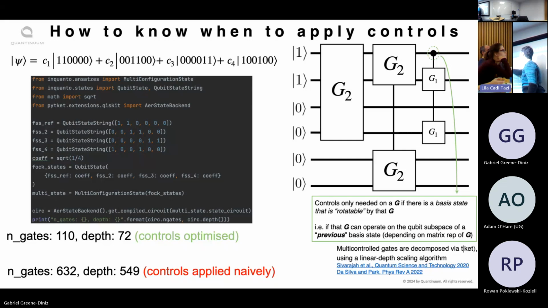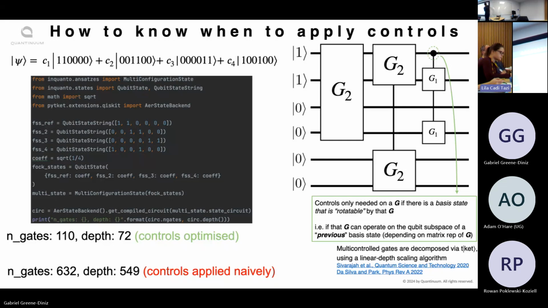It only mixes these two. And that means that in this particular case, you actually don't need these controls here. In general, you could say that controls are only needed on a Givens rotation if there is a basis state there already that is rotatable by that G, and there isn't any other basis state rotatable by that G other than the one that we want to mix with already. So in that case, you don't need any controls for it.